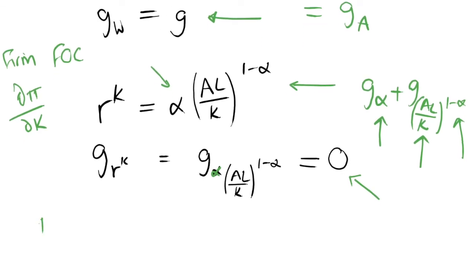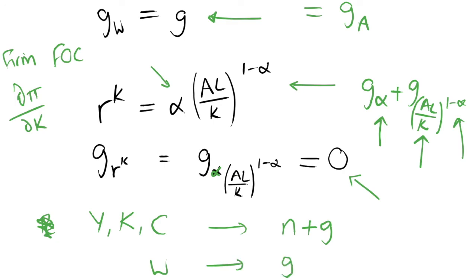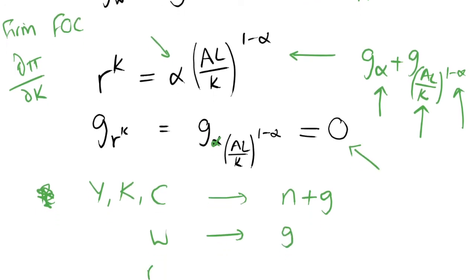So we had that our variables, Y, K, and consumption, grow at n plus g in the balanced growth path. We had that the wage rate was growing at g, and that the rental rate of capital is growing at 0. So that's our balanced growth path in the Solow growth model.